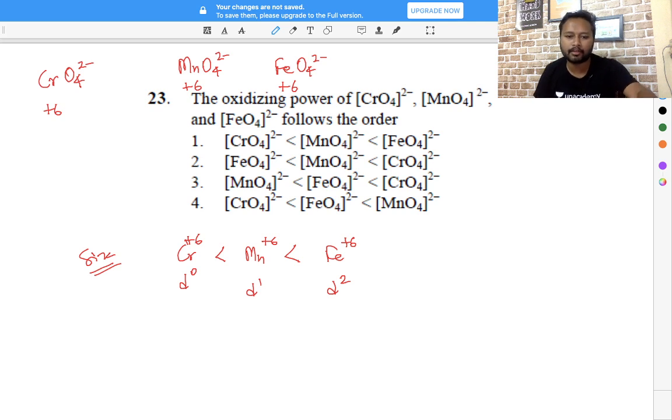Sorry, I have just written the wrong order of size. Sorry, the order of size should be this. Okay, this is the order of size. Iron is smallest in size.